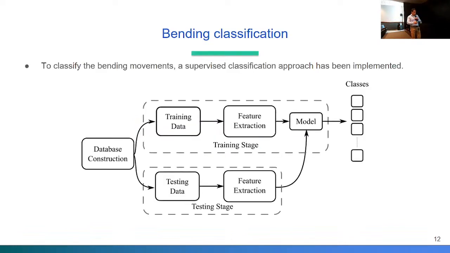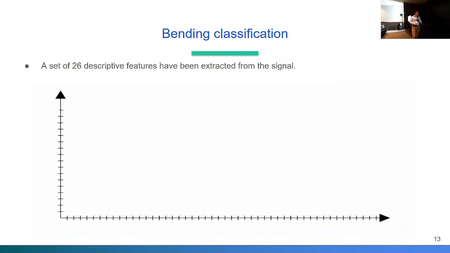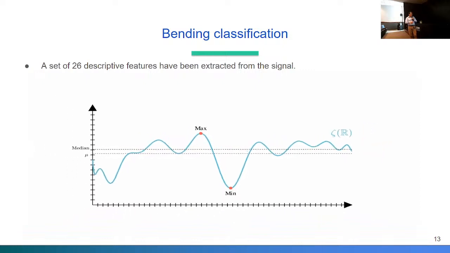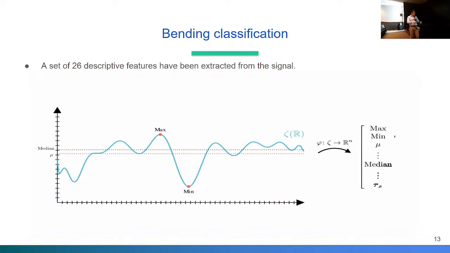And well, this is the general approach or pipeline that we are using, which is a supervised classification approach, which is very common. So we need to build our database and then split the data into testing and training. And we are not using the raw signal. Instead, we extract some characteristics from this signal, which is also common. In particular, we are using 26 descriptive features, for instance, including the mean, the maximum, the minimum of the signal, the median, among others. So then we use all these features and map them into a feature vector, which is very common.